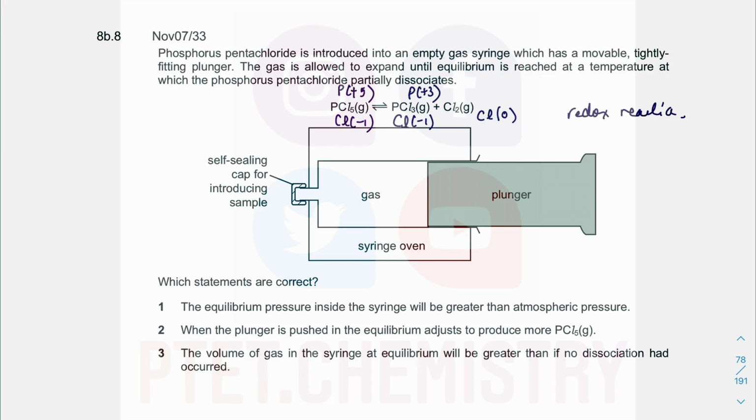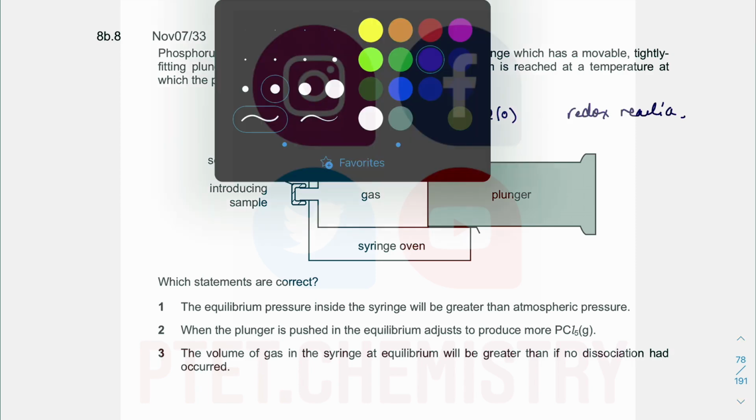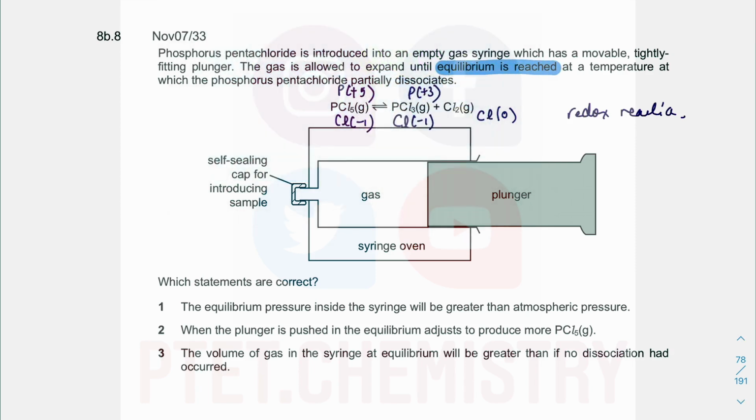But this question is not about redox. This question is simply about equilibrium. So you introduce PCl5 through there. It has a movable, tightly fitting plunger, so nothing is escaping. The gas inside is allowed to expand until equilibrium is reached. So this is important. Until equilibrium is reached. So now you're at equilibrium. When you're at equilibrium, that means this is not moving anymore. You're allowed to expand until this stops moving. That is when equilibrium is reached.